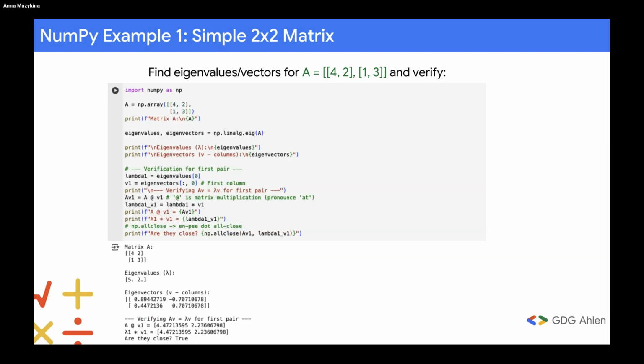And if you run this code, you see the result. The printed results for A at V first and lambda first times V first should be identical or very close due to computer arithmetic. We use np.allclose to confirm they are numerically very close. The output, as you can see, is True, which confirms our results satisfy the definition.